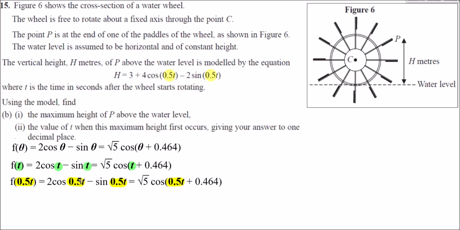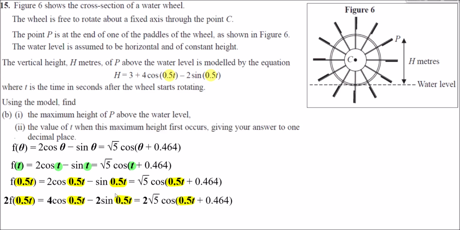I'm building it up step by step according to the rules of BIDMAS, so I'm starting inside the function brackets first. Now what I need to spot is that instead of having a 2 cos and a minus 1 sine, I need 4 coses and minus 2 sines. So essentially all of these components I need to double. I need to go in my next step from f of 0.5t to 2 lots of f of 0.5t. So I'm just going to double everything through.